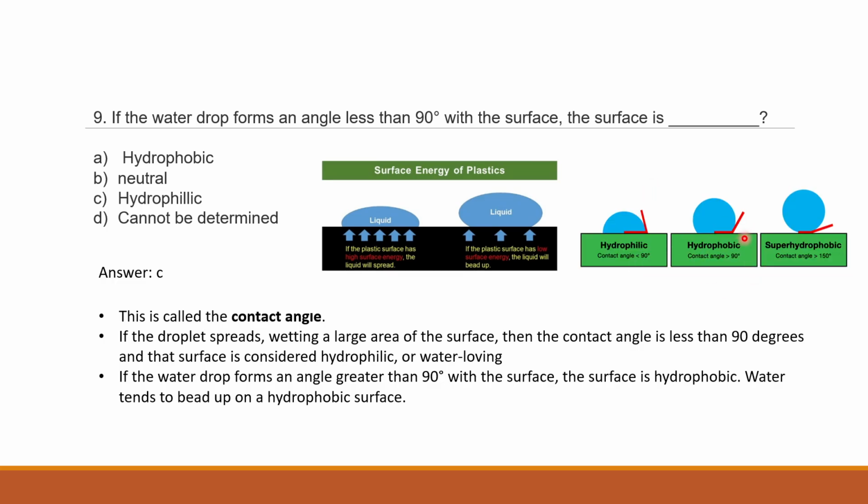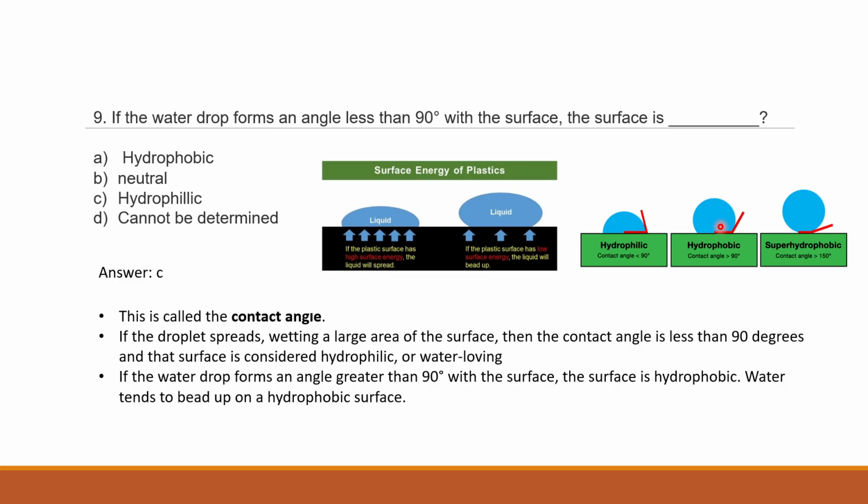So here you can see my explanation. Here you see your contact angle. This is your surface, and this is your straight line. You should imagine your straight line here. That is your 90 degrees. So here you see this angle. This angle is less than 90 degrees. Your straight line is here. Your angle is less than 90 degrees, so it's hydrophilic.